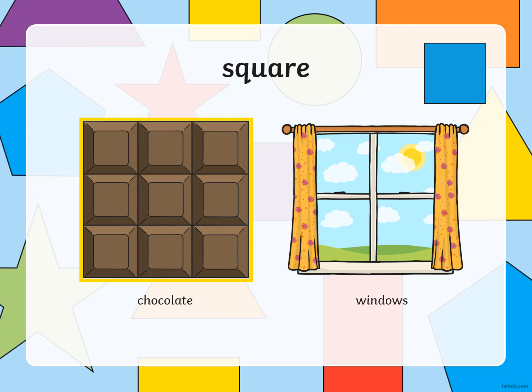A square. And there's something very special about squares. I wonder if you can remember. I will tell you later on in the video what's very special about squares. See if you can have a think.